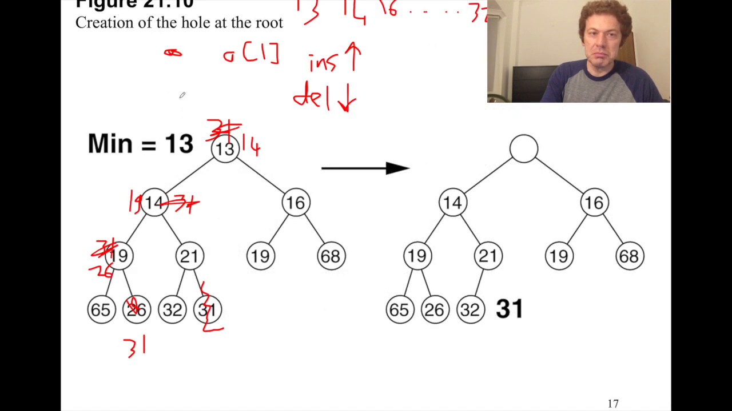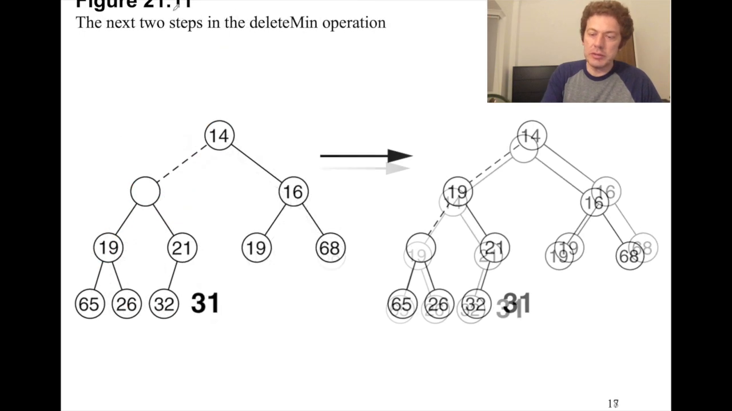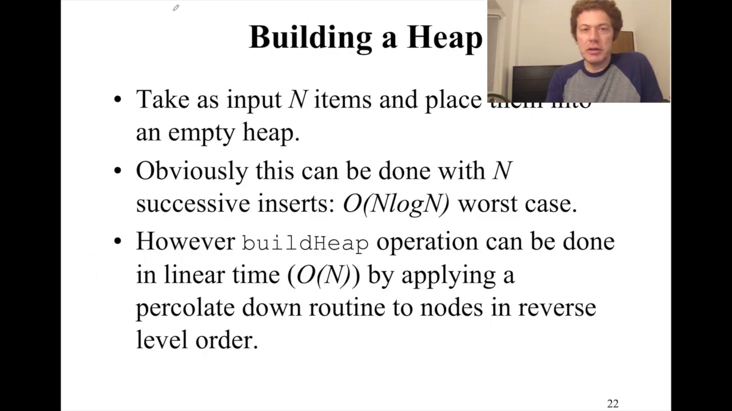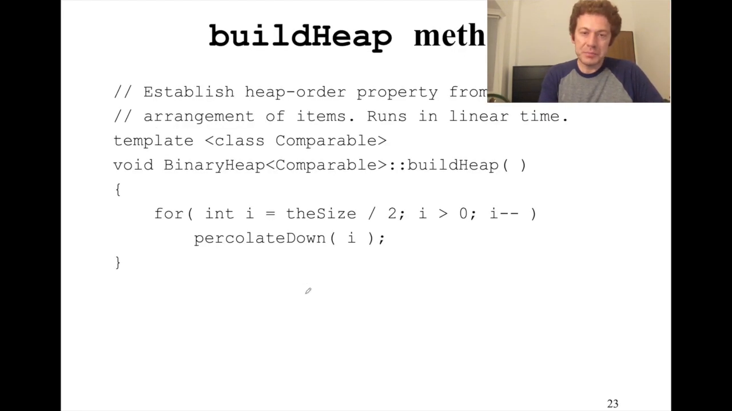Deletion is the opposite. It moves down. In the worst case, I move all the way down. So in this case, I moved along this road. And the height is log n. So delete and insert, they take log n time. I think it is very clear. So if you do it n times, it will take n log n time. But I have better news for you. I can do it in O(n) time using this code.